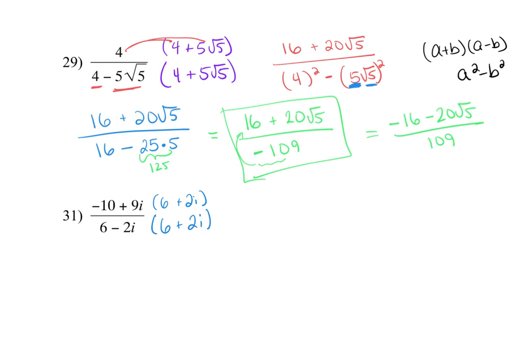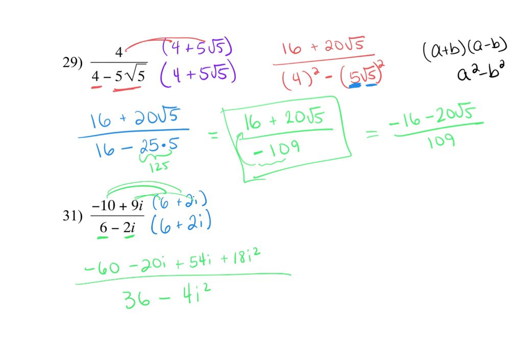All right? We're going to FOIL the top. Negative 10 times 6 is negative 60. Negative 10 times 2i, negative 20i. 9i times 6. And then 9i times 2i. All right. On the bottom, it's going to do exactly the same. 6 squared, that's 36. Minus 2i squared, that's 4i squared. We have to square the 2 and the i.